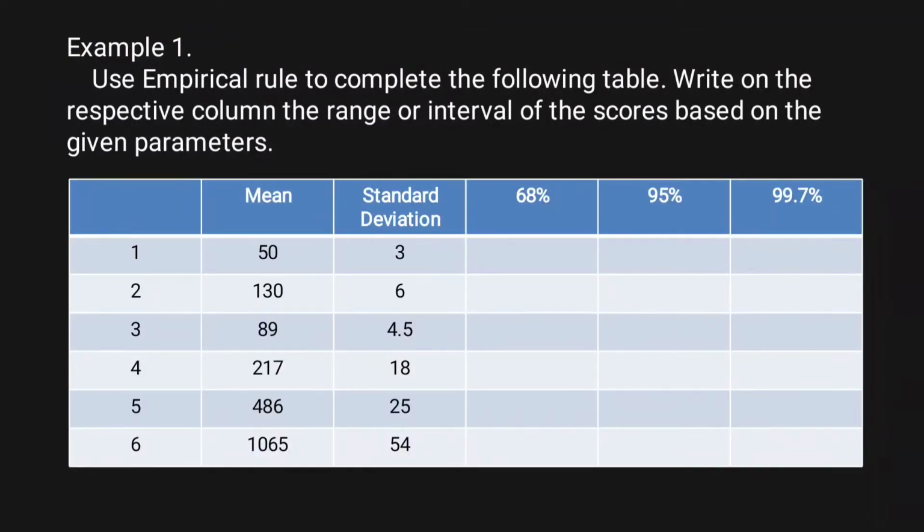So, example 1, use empirical rule to complete the following table. Write on the respective column the range or interval of the scores based on the given parameters. So ang given parameters natin, ito, we have 68%, 95%, and 99.7%. So kukunin natin yung range or interval ng mga scores na yon. So based on empirical rule nga, 68%, yan yung within 1 standard deviation from the mean. So given ang mean natin, 50, and standard deviation ay 3. So to get the 68% of the distribution, just subtract and add 3 to 50.